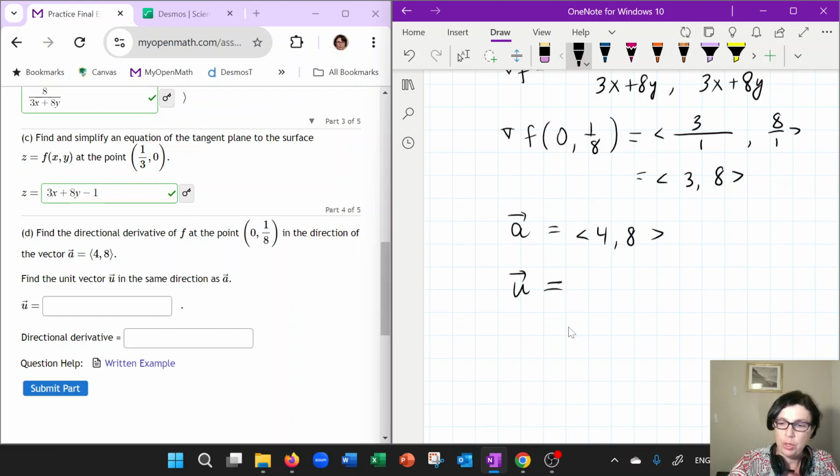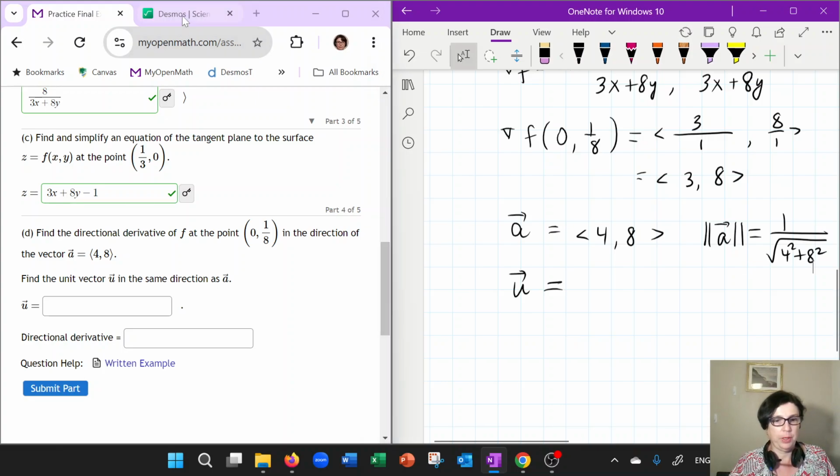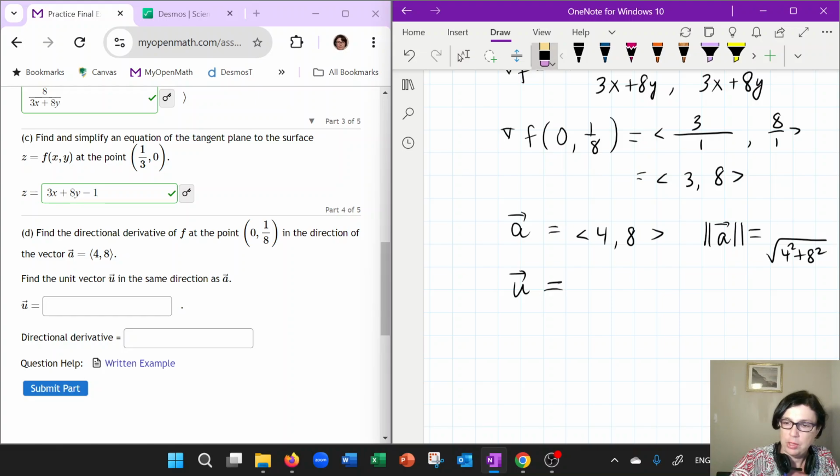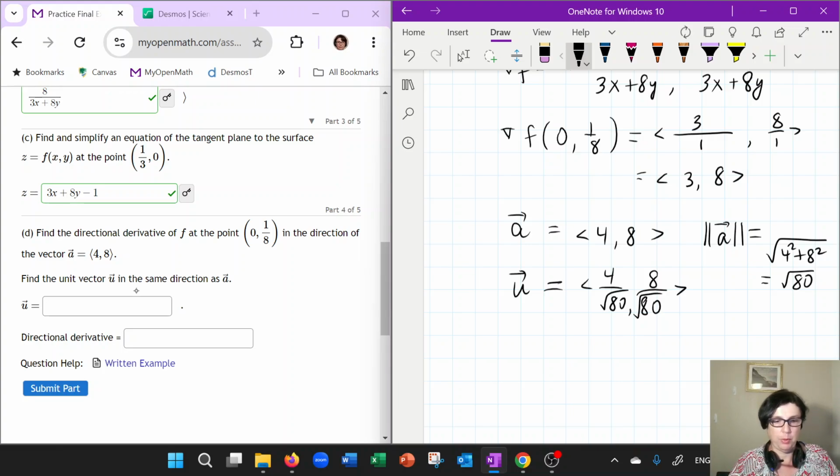In order to do that, you need to find the magnitude of a. Okay, so let's see if we can compute that. That's going to be 4 squared plus 8 squared. That's 80. So that's going to be the magnitude. Okay, sorry, the magnitude is not 1 over. The magnitude is just square root of 80. You divide by the magnitude when you get the unit vector. So this will be 4 divided by square root of 80 and 8 divided by square root of 80. Okay, so that is going to be my unit vector.